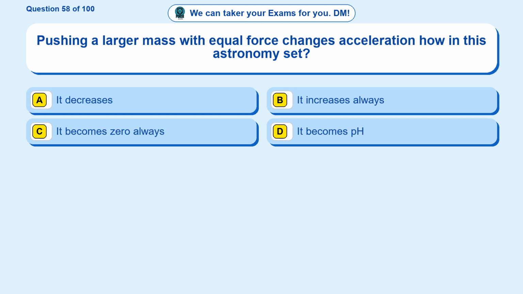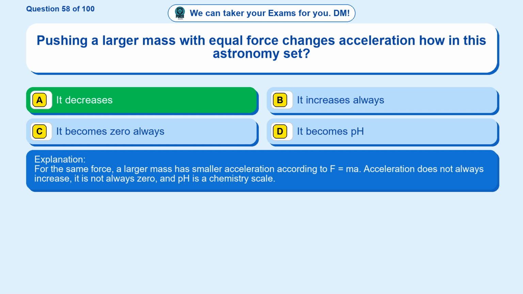Question 58. Pushing a larger mass with equal force changes acceleration how in this astronomy set? Option A, it decreases. Option B, it increases always. Option C, it becomes zero always. Option D, it becomes pH. The correct answer is option A, it decreases.